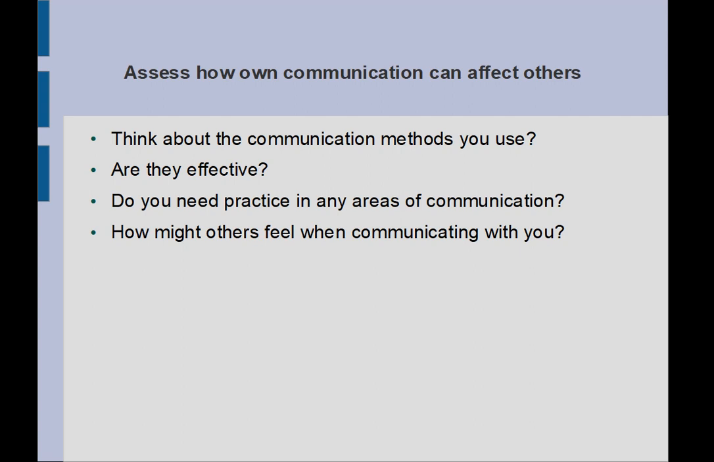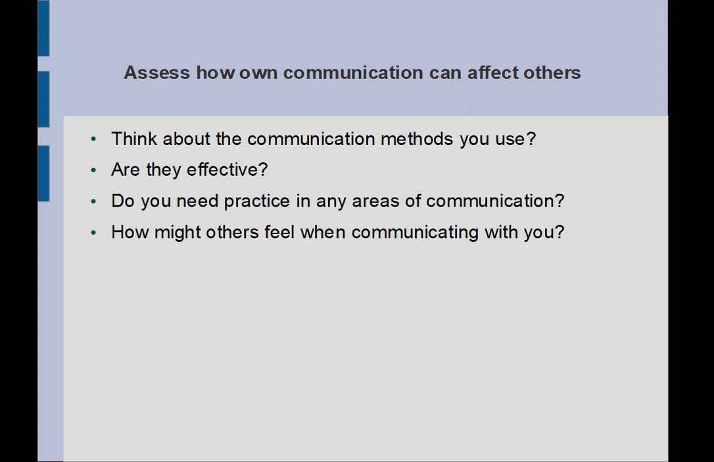Okay. Next is to assess how your communication can affect others. So for this, we want to think about the communication methods you use. Are you probably using verbal communication methods? Are you using any other communication methods? Could picture boards or communication passports or Makaton be useful to you? If you are interested in learning Makaton, there are classes you can take, but there are also quite a few YouTube channels that might be useful to you to get started and learn a few things.